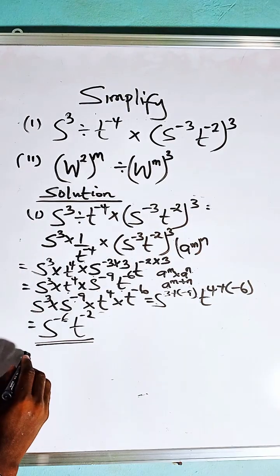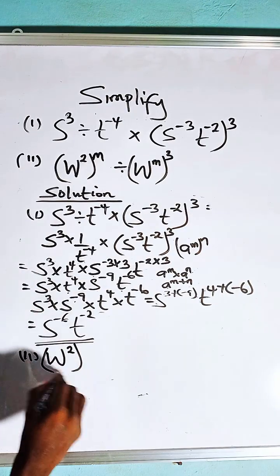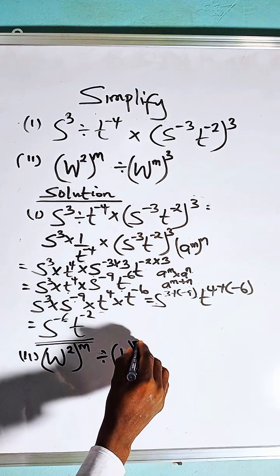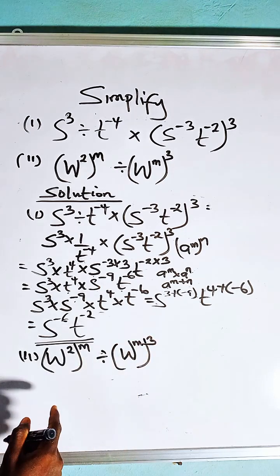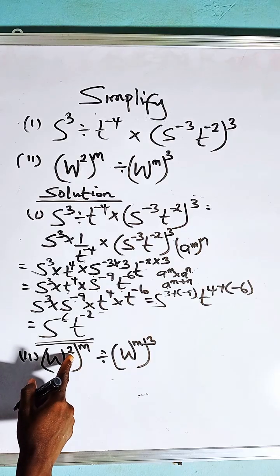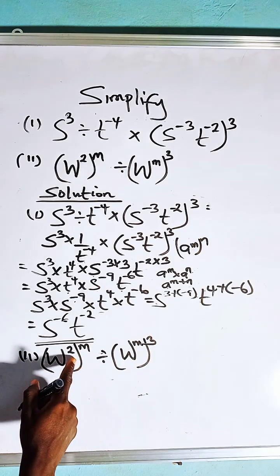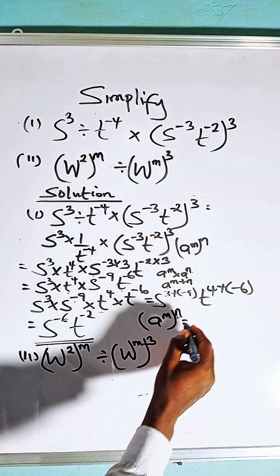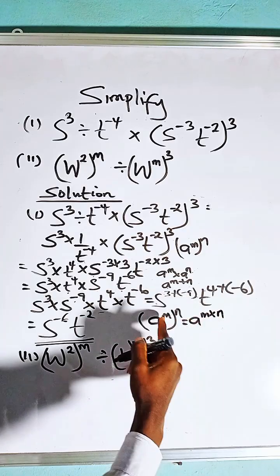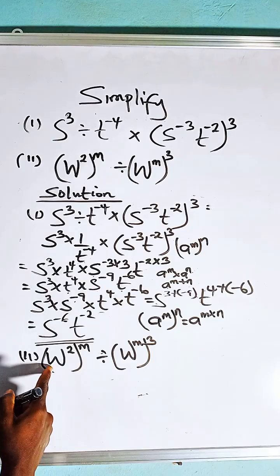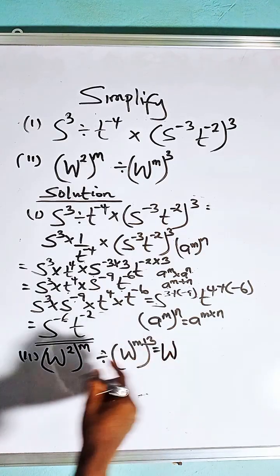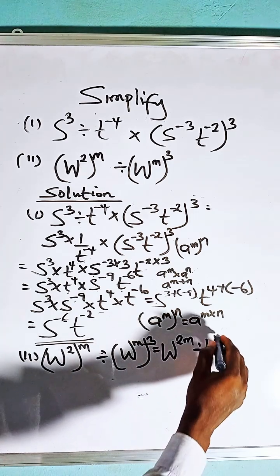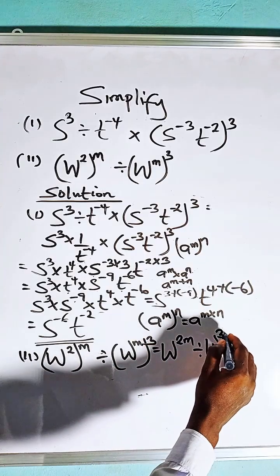And for the second part of the expression, we have w raised to the power 2, raised to the power m, divided by w raised to the power m, raised to the power 3. So when we look at this, we apply two laws, the exponent rule and the division rule. For the exponent rule, when we have an expression like this, we pick out one, we multiply the power, the internal power and the external power. So here we apply it, we have w, 2 times m gives 2m, divided by w, m times 3, we have it as 3m.